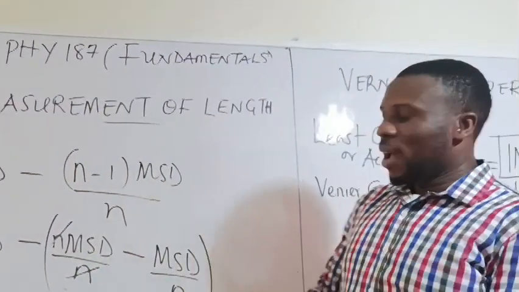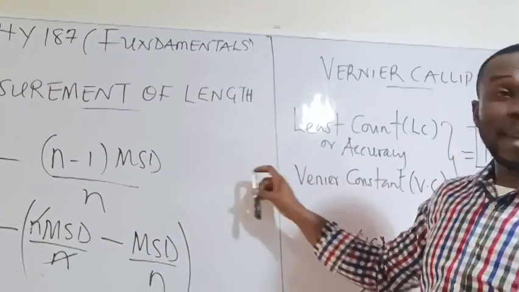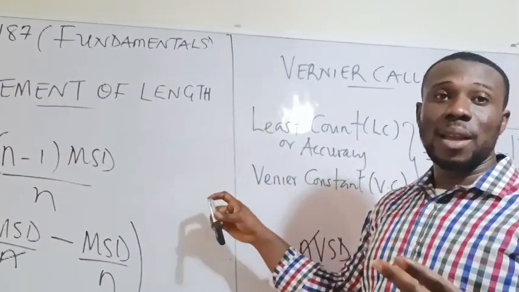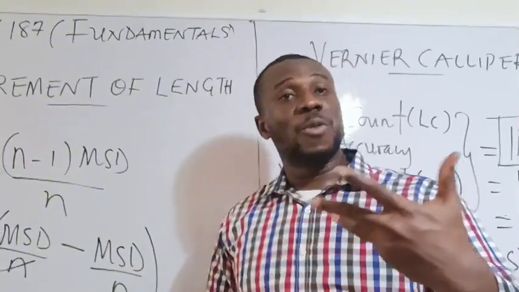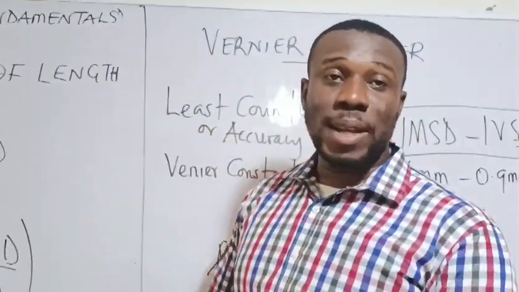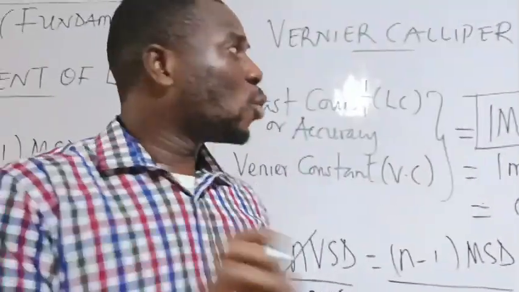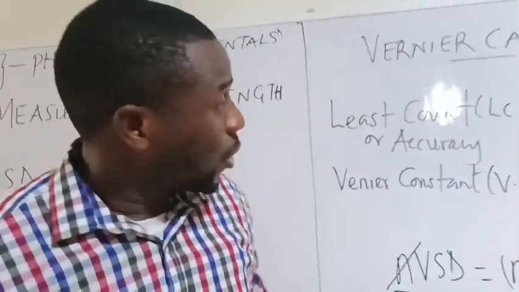Now, how do we make measurements with the Vernier scale, right? We know the jaws are held firmly to the object. It could be you want to measure its inner or outer diameters, right? Or even the depth of its hollow. But how do we really read those values? So let's get to that shortly.